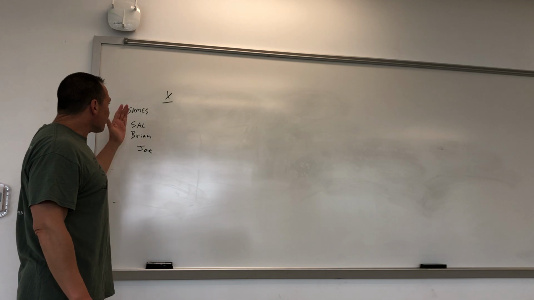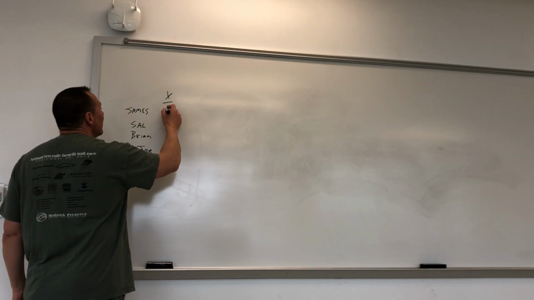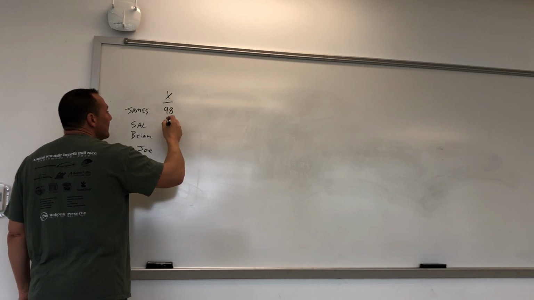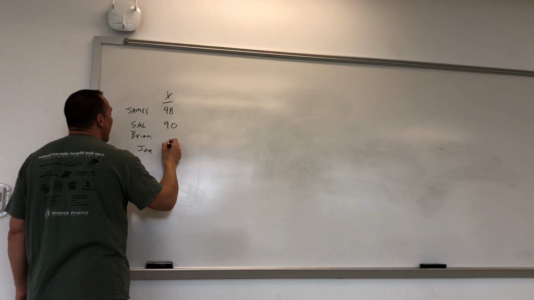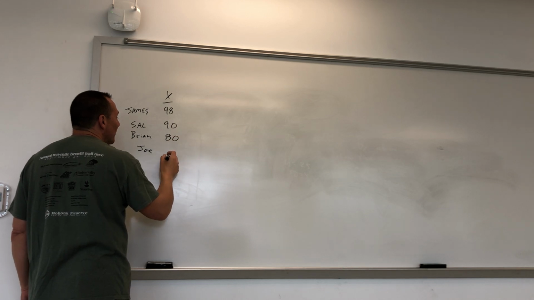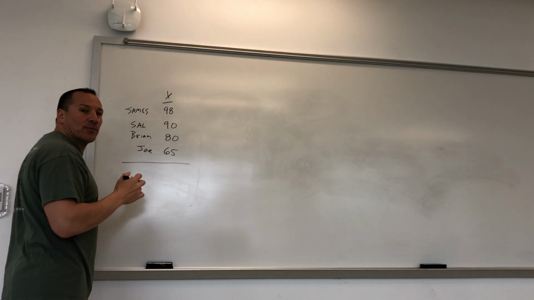So, I'm going to give you GPAs for these guys. I'm going to give James a 98. This is high school GPAs. I'm going to give Sal a 90. I'm going to give Brian an 80. And I'm going to give poor Joe a 65. He's smart, but maybe not academically.